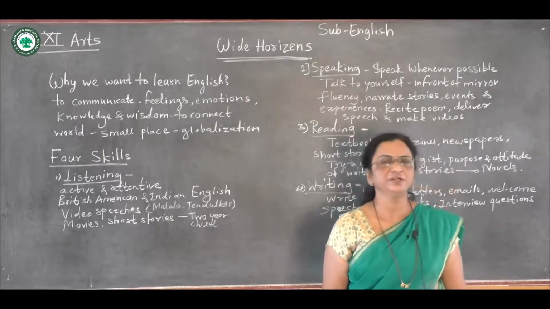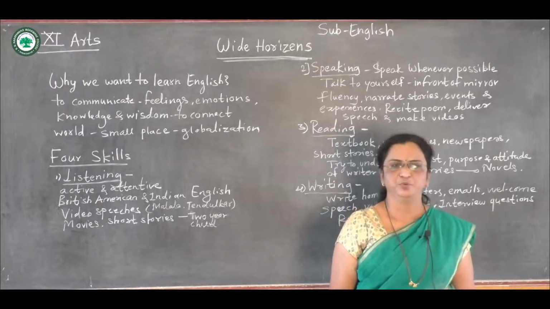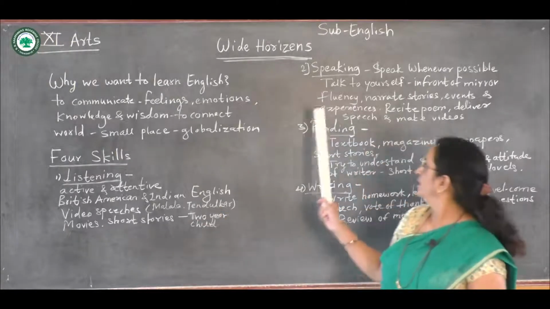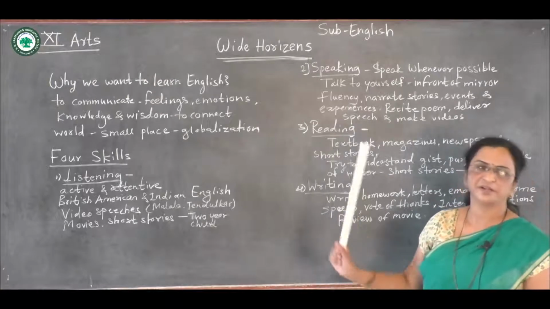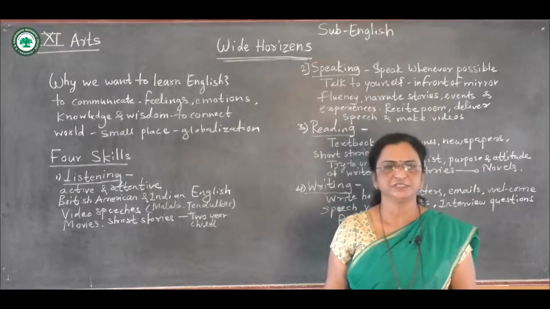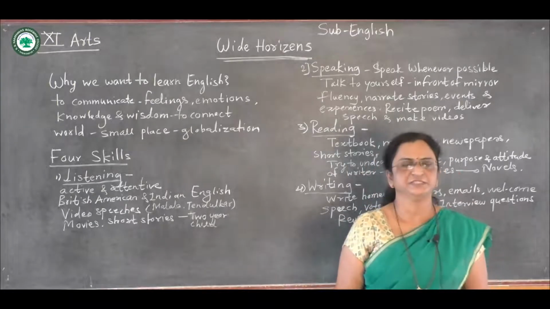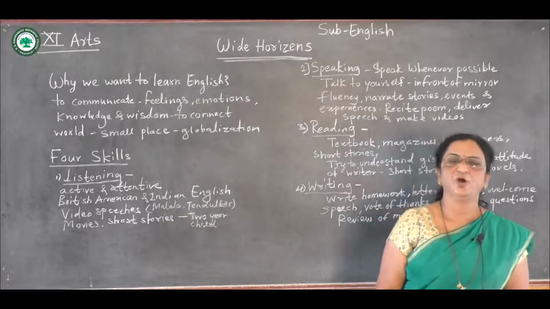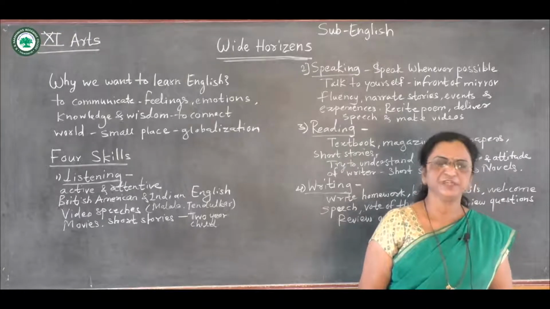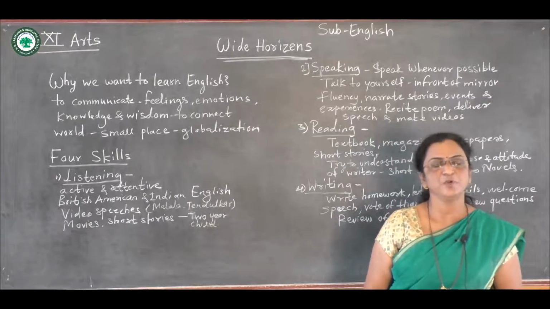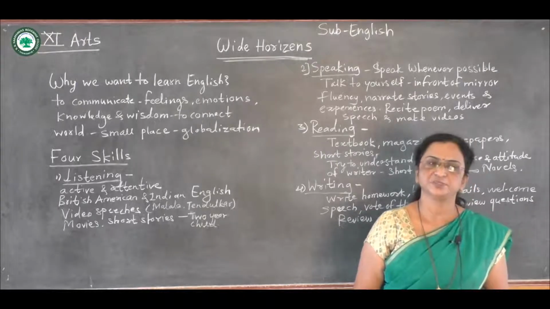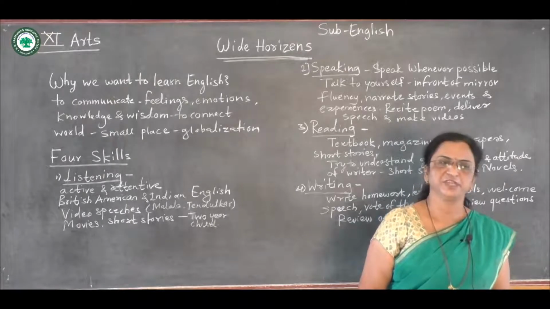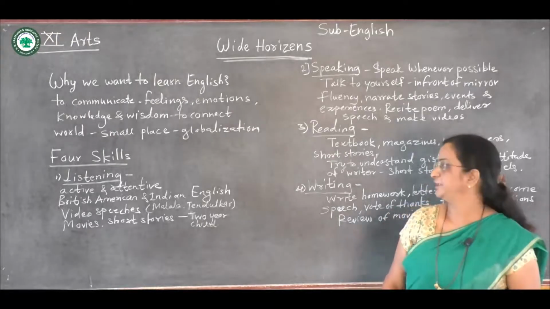Let us see, when we learn English, 4 skills are important. What are the 4 skills of the English language? Of course, listening, speaking, reading and writing. Let us see these 4 skills one by one. The first skill is listening. Ask yourself, do you listen actively or attentively? A lot of things come to your ears. You listen to these things, but you are not careful. You are not attentive. If you listen carefully, then it will be helpful.